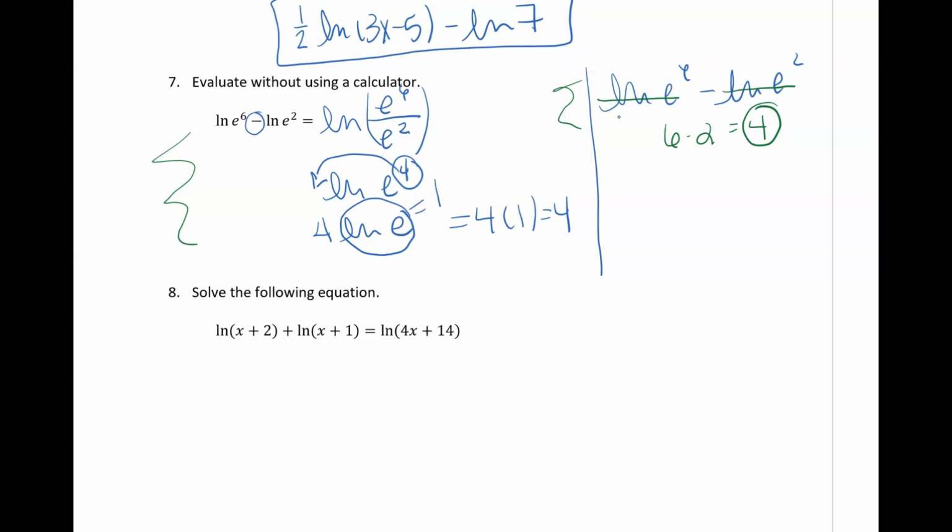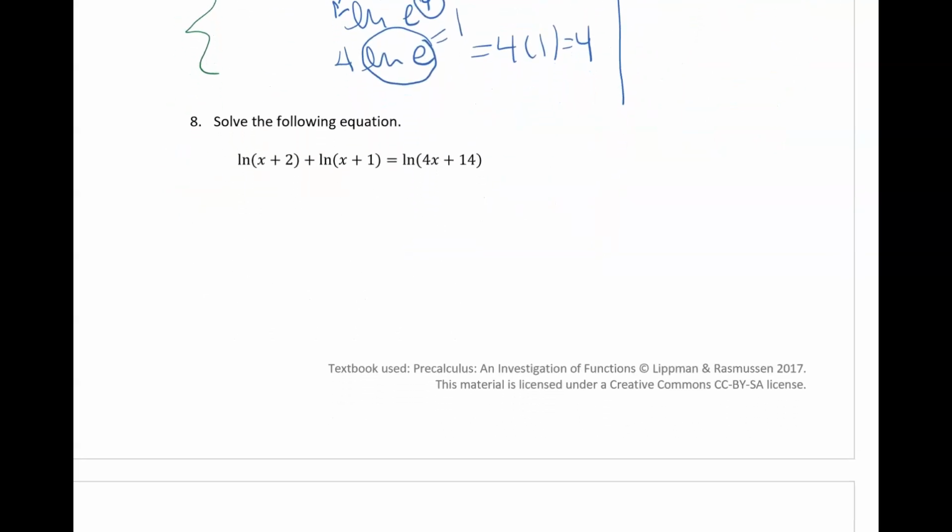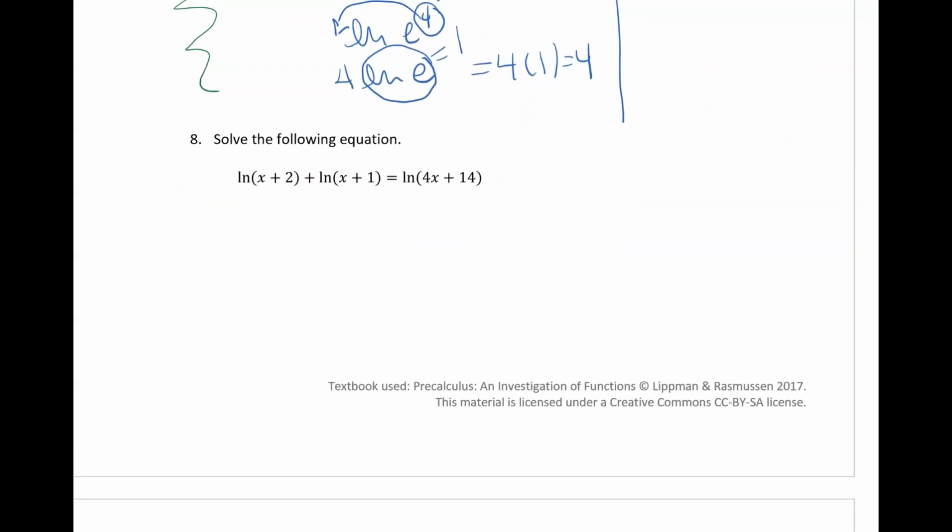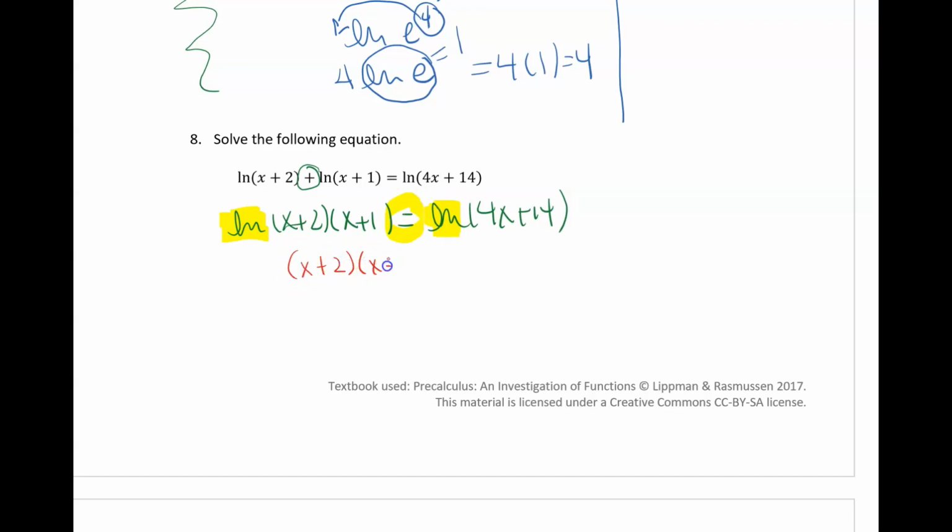Last one, this one would be a really good problem for us to kind of pause on what we're doing here. Let's look at condensing this and solving this. So it says solve the following equation. ln of x plus 2 plus ln of x plus 1 equals ln of 4x plus 14. So the first thing I'm going to do is condense this plus sign. So that would give me ln of x plus 2 times x plus 1 equal to ln of 4x plus 14. Now by your one-to-one property, we've learned that if you're ln-ing two different things, but they're set equal, you can just set what you're natural logging equal to each other. And then we can go from there.